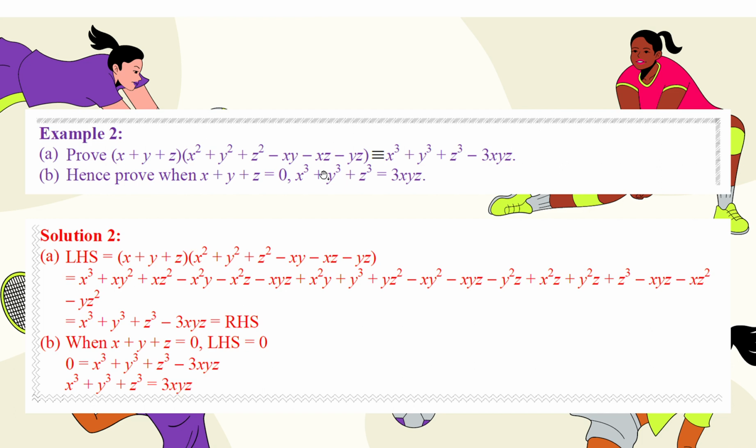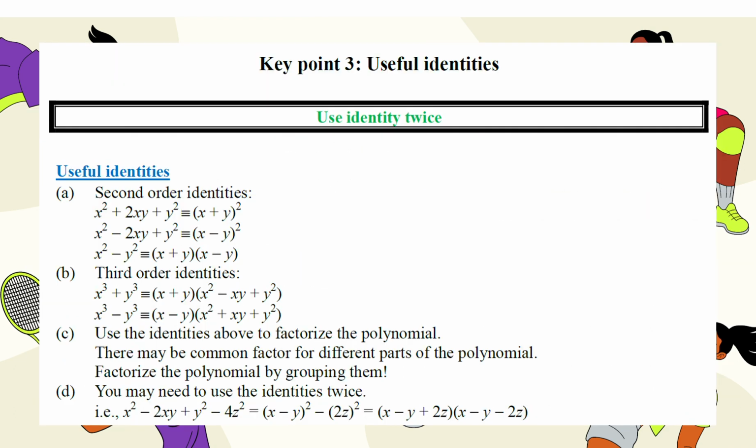Really funny result, right? How do you know, for any 3 variables, if x plus y plus z is 0, then x cubed plus y cubed plus z cubed equals 3xyz? How do you know it? By this kind of deductive operation, by this kind of proof of identity.